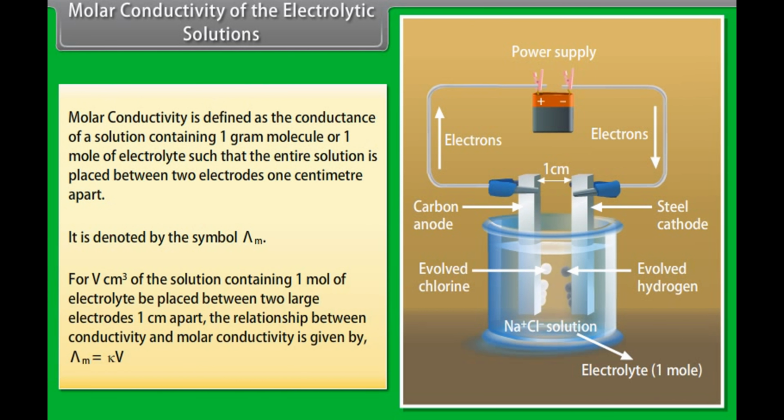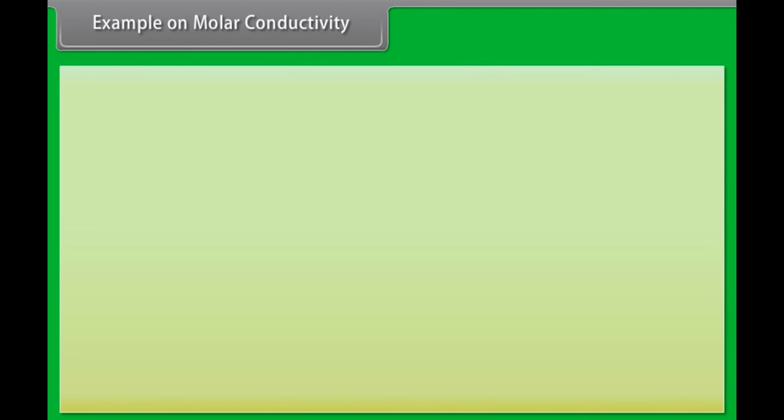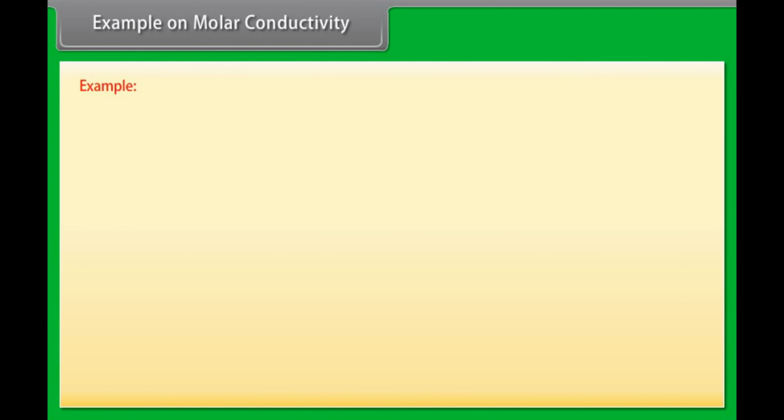For V centimeter cube of the solution containing 1 mole of electrolyte placed between two large electrodes 1 centimeter apart, the relationship between conductivity and molar conductivity is given by lambda m is equal to the product of kappa and volume. Example on molar conductivity. Let's take an example of molar conductivity.